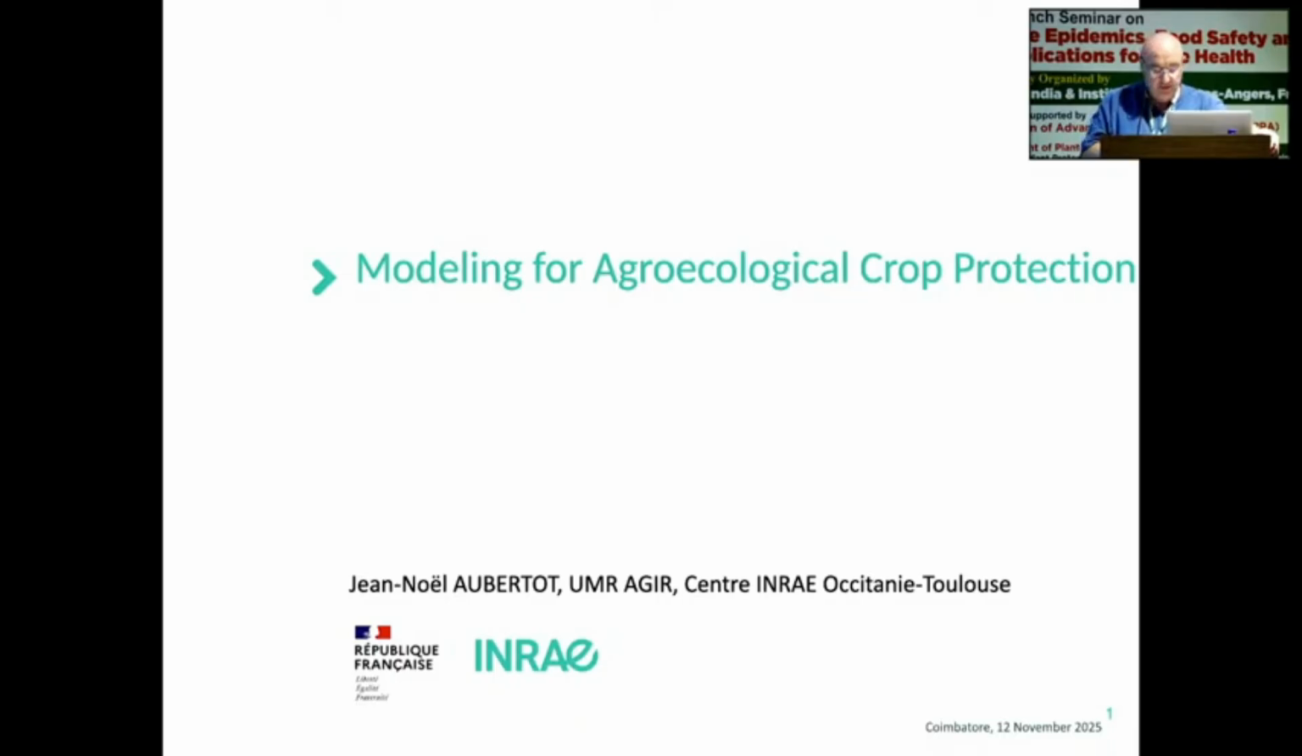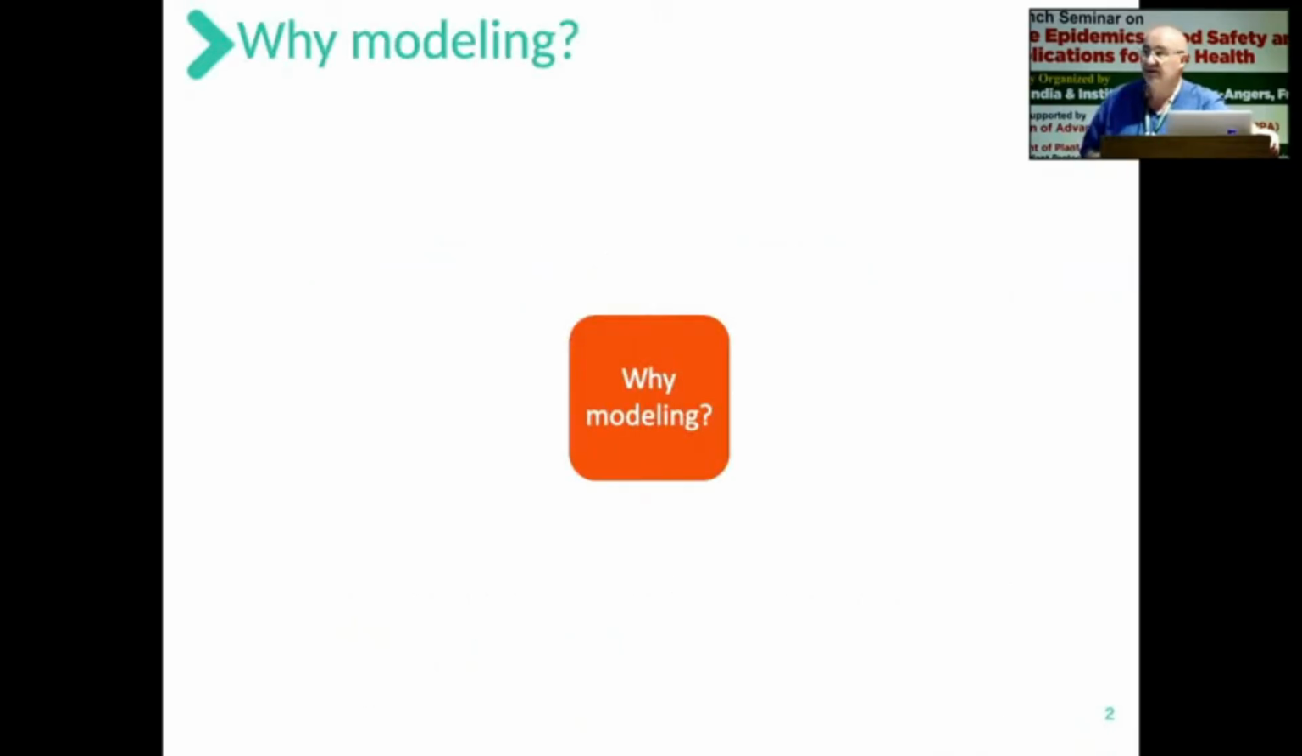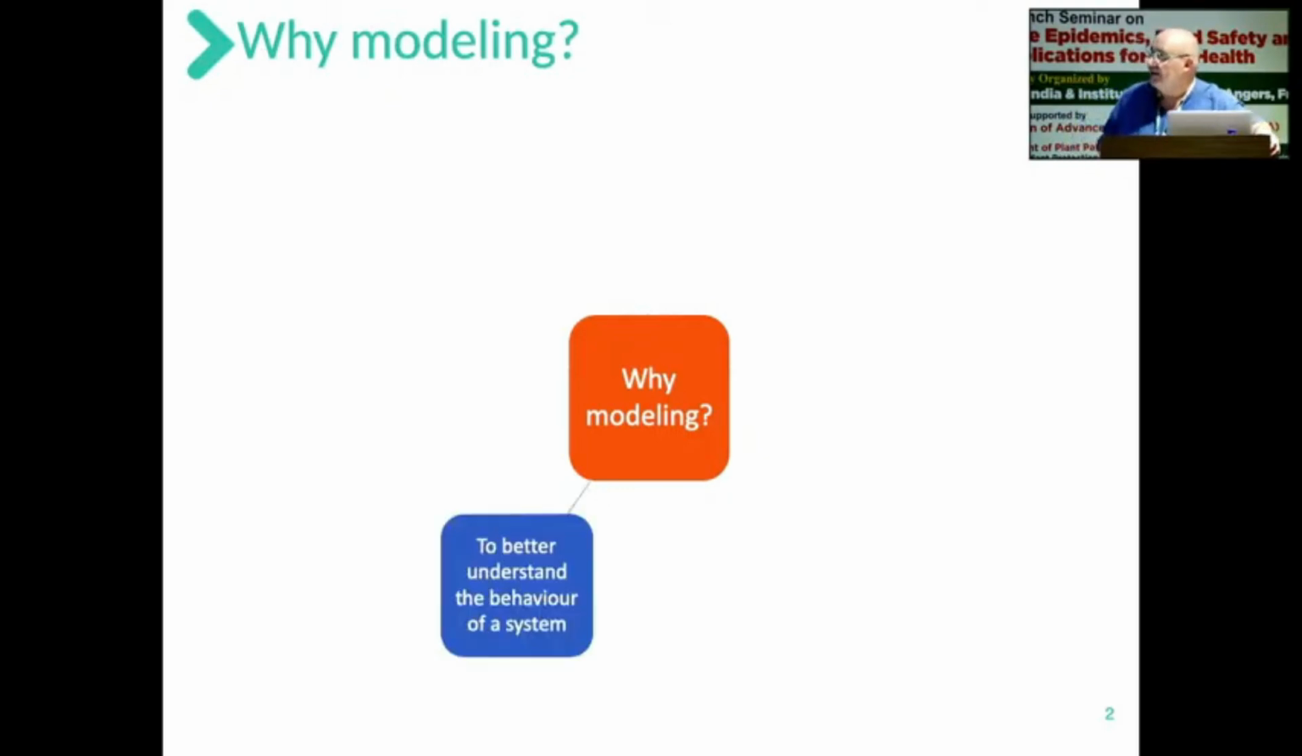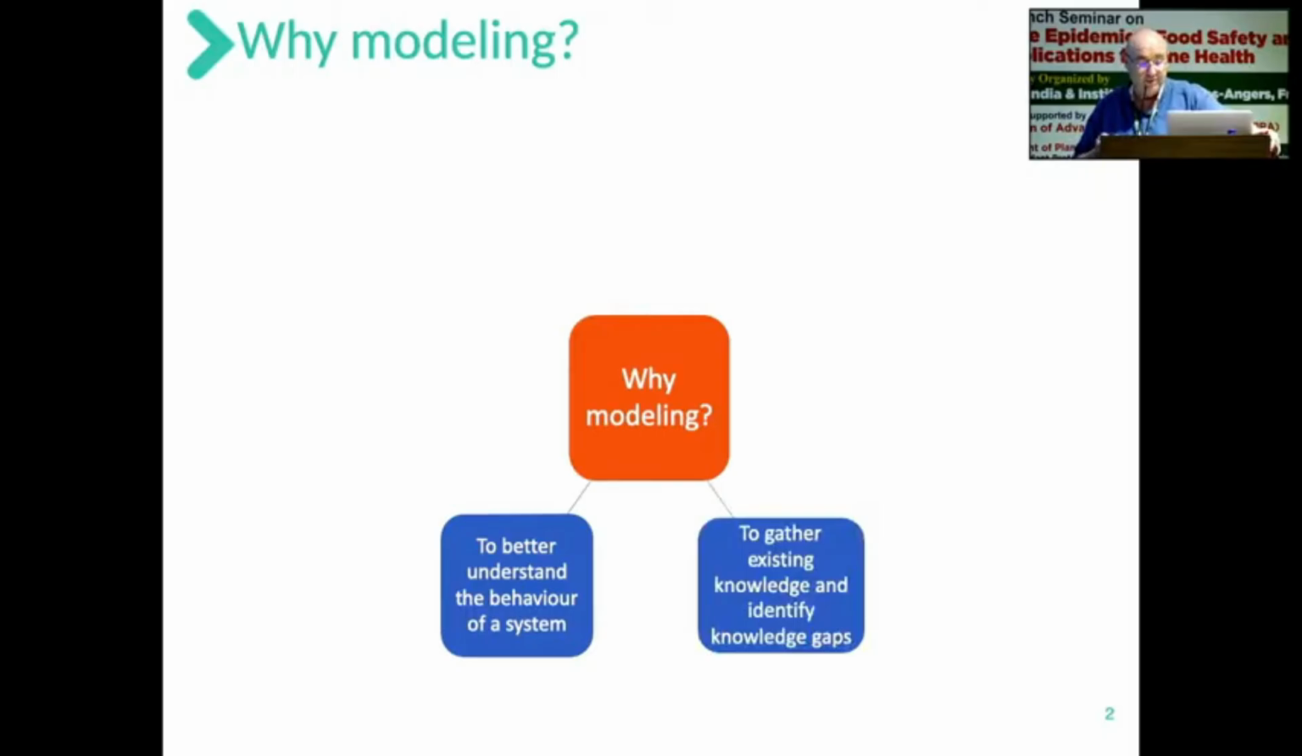Okay. So let's start. So first of all, why modeling? I think we already had some explanation by Frédéric, but I try to sum up some ideas, because the question is general. It's not specific to plant protection or to agronomy even. It's used in all types of activities for human beings. So one important goal of modeling is to better understand the behavior of a given system. Okay, very simple. Another goal of modeling is to gather existing knowledge and identify knowledge gaps.